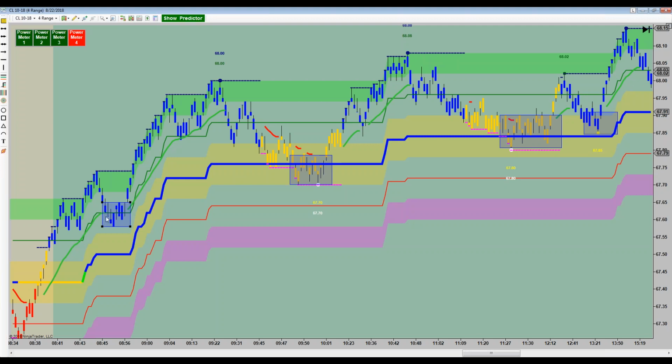Does it close below stealth? Check mark one. Does it close below line six? Check mark two. Acceptable box? Yes. This was a yes. 947? This was a box. We said that, Toby. This was not a mid-band box.